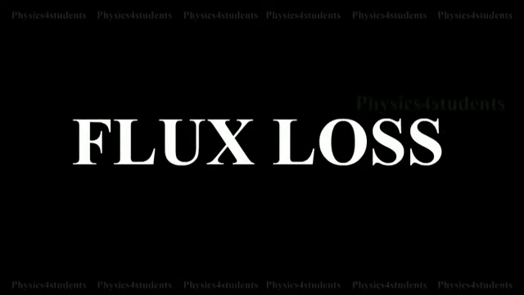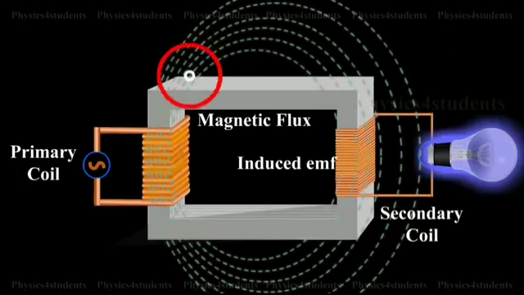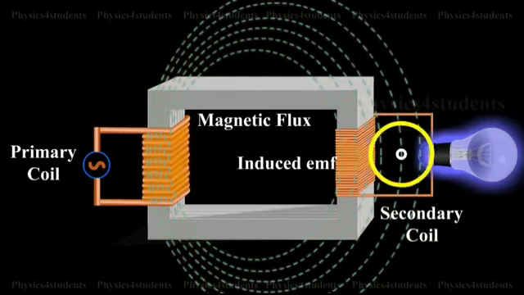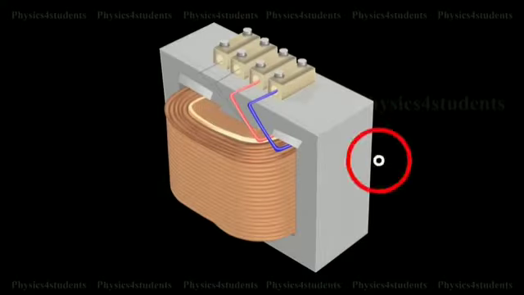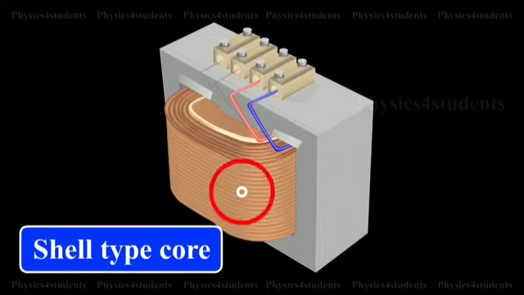Flux leakage. Flux leakage happens when the magnetic lines of the primary coil are not completely linked with the secondary coil. Energy loss due to this flux leakage is minimized by winding the coils one over the other.